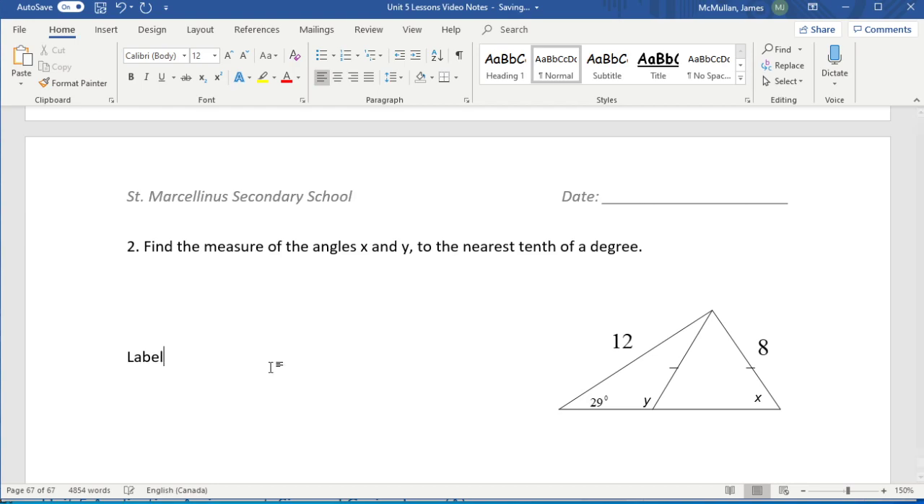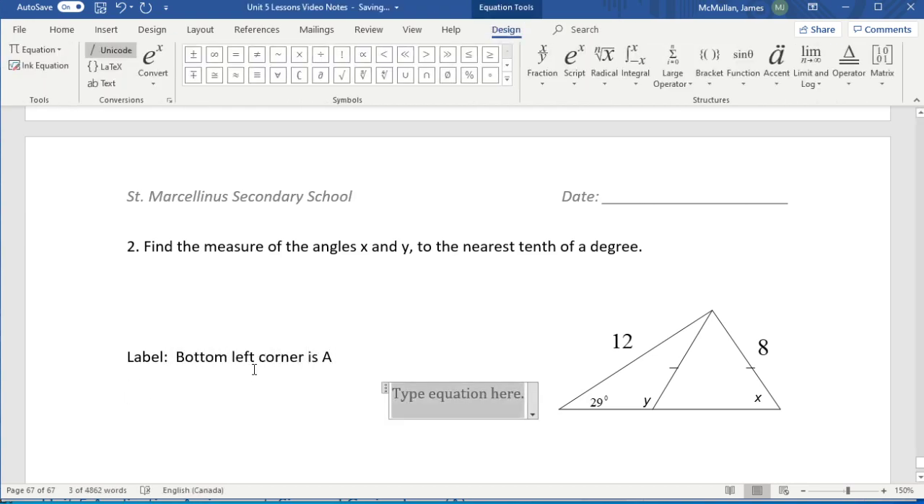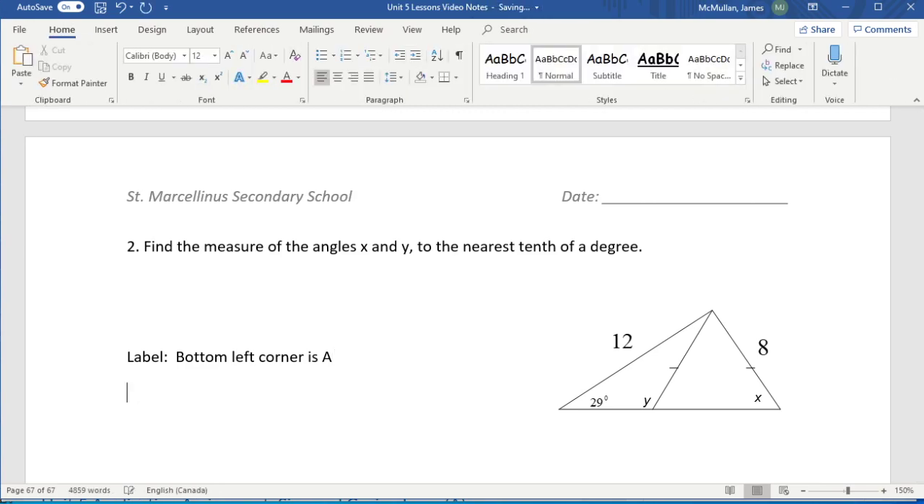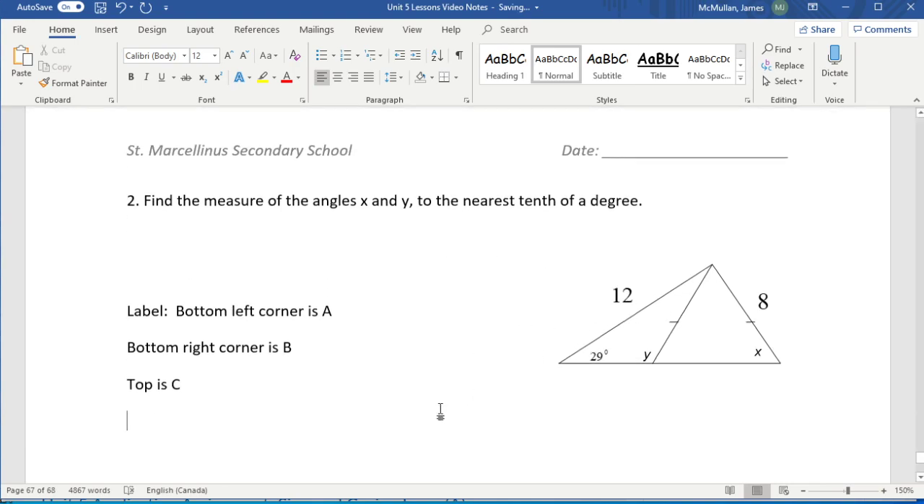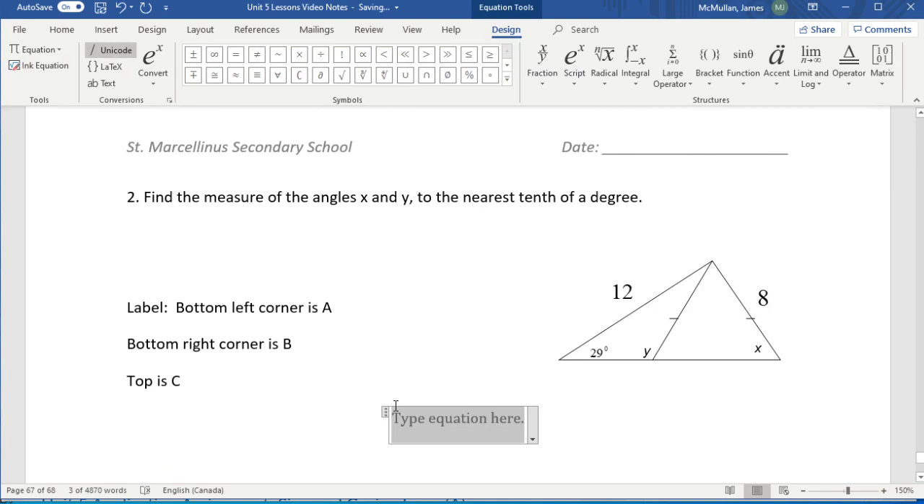Okay. So let's say the bottom left corner is A, the bottom right corner is B, and then the top is C. Okay, so I think that's right for how we would label this. So again, let's write down what we know. B is 12, A is 8, and A is 29 degrees, right?